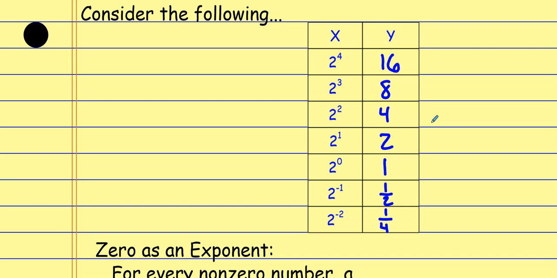When we look at the negatives, we know that 2 to the 1st power is 2, but 2 to the negative 1st is 1 over 2. Hopefully you can see that. 2 to the negative 2nd power here. Ready? 2 to the 2nd power is 4, but 2 to the negative 2nd power is 1/4.